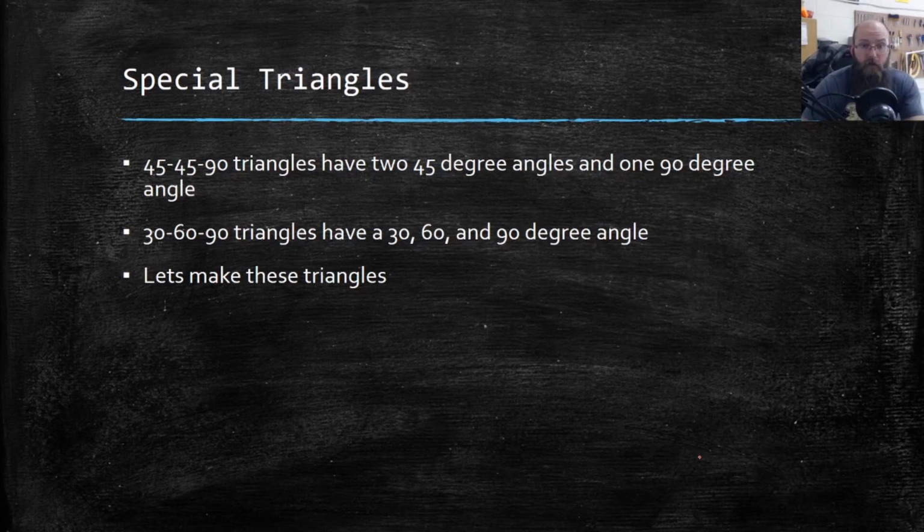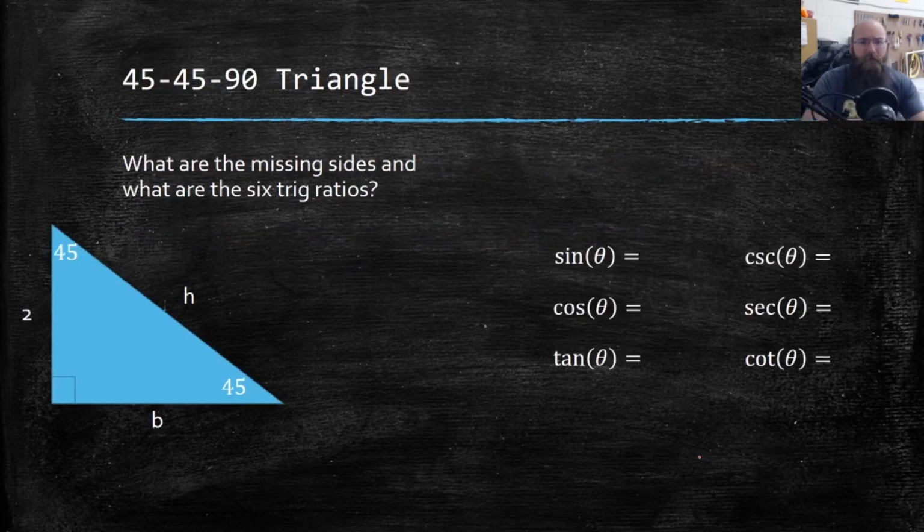We call them special. We have a 45, 45, 90, which is just a triangle with two 45-degree angles and a 90-degree angle. And then we have a 30, 60, 90, which has a 30-degree angle, a 60-degree angle, and a 90-degree angle. Not bad, right? And let's go make these triangles. It's just way easier if you look at them.